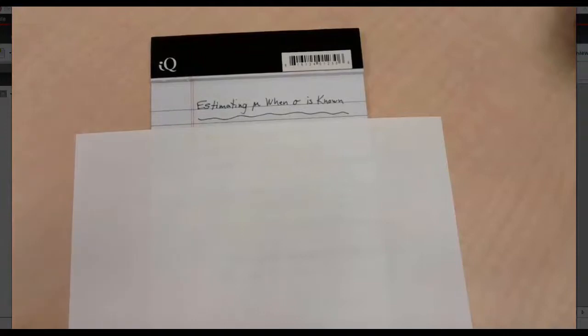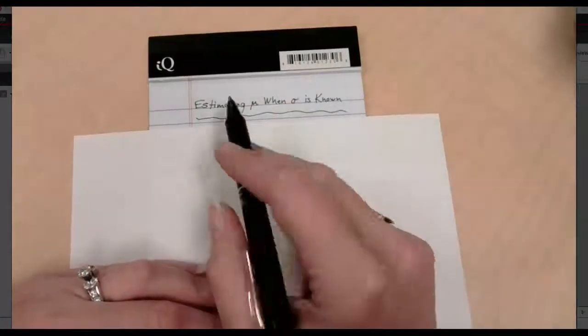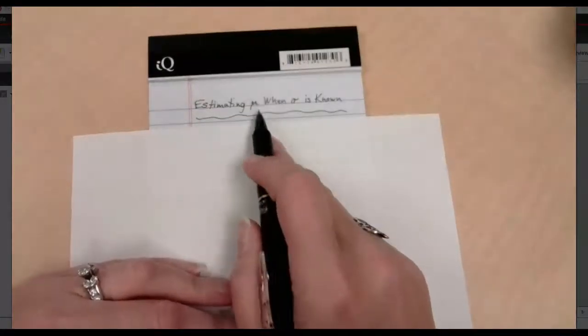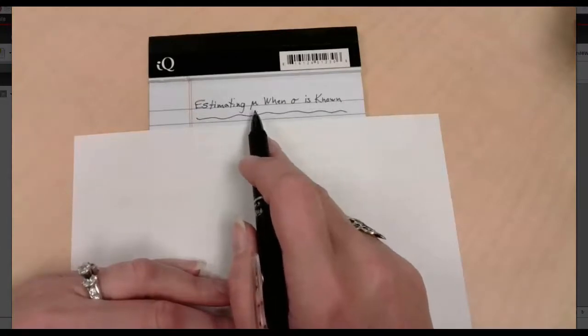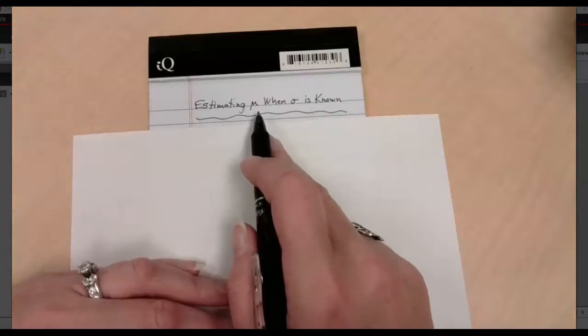This is a doozy. So there's a lot of information here, so buckle your seatbelts and hold on for the ride. We are estimating mu when sigma is known. Alright, so first of all, let's just think about that statement. We're looking for an estimate for mu. This is the mean. This is the mean of a population. In other words, we don't know the mean of a population, so we're looking for something to give us a good estimate for that mean.